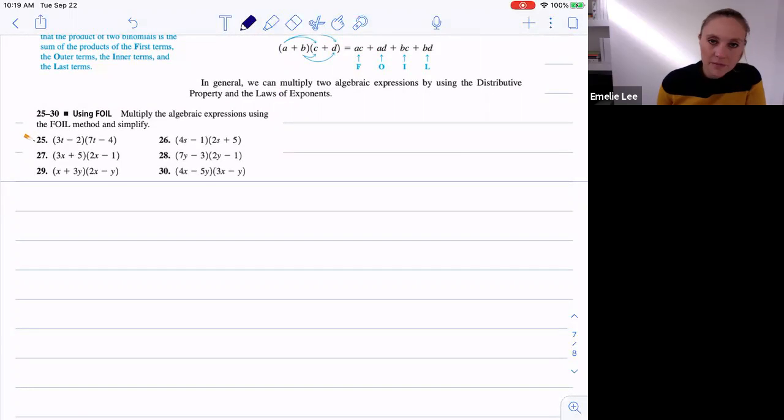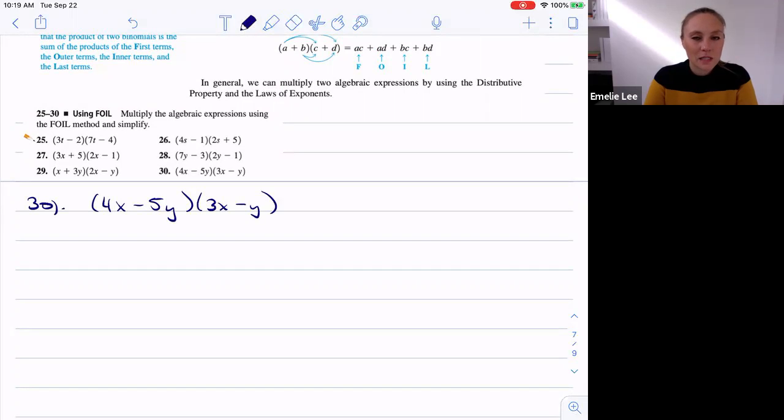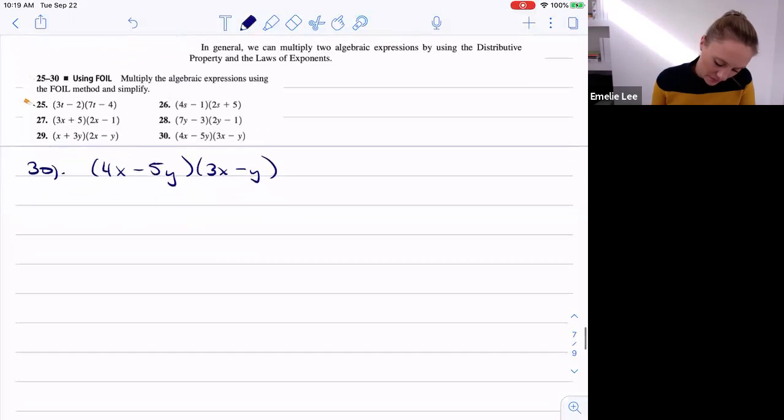Let's do 30. So if I've got 4x minus 5y times 3x minus y, okay. Whether you're using FOIL or you just remember that, okay, I need to take this times this plus this times this, and then plus this times this plus this times this. However you want to expand this out is fine by me.